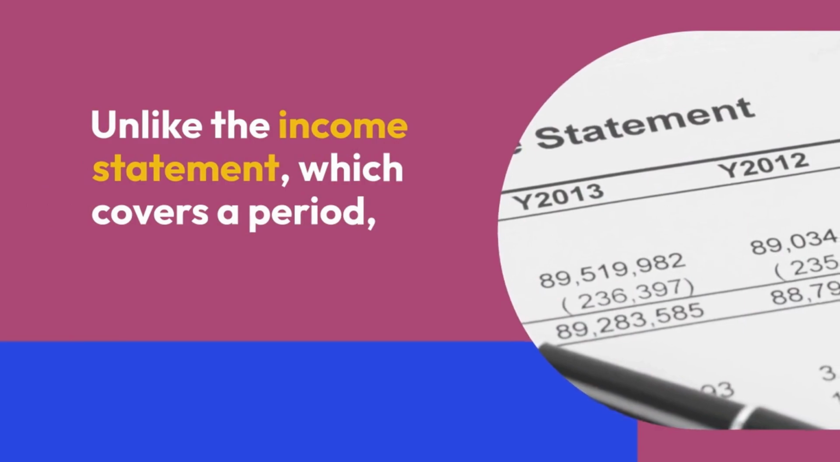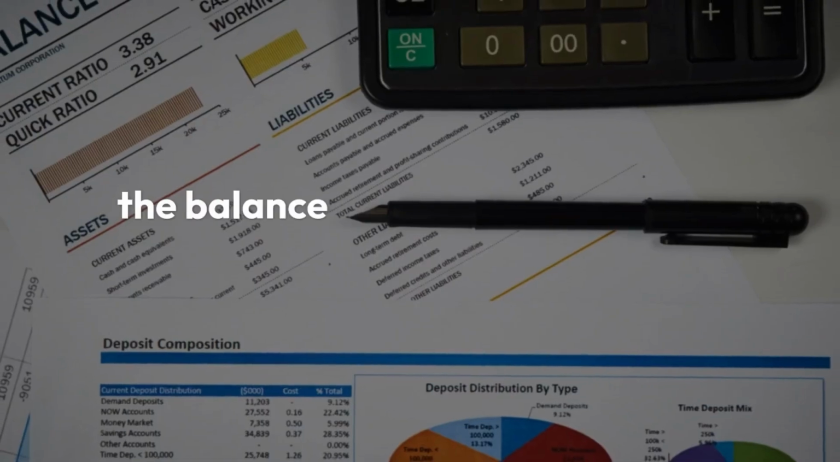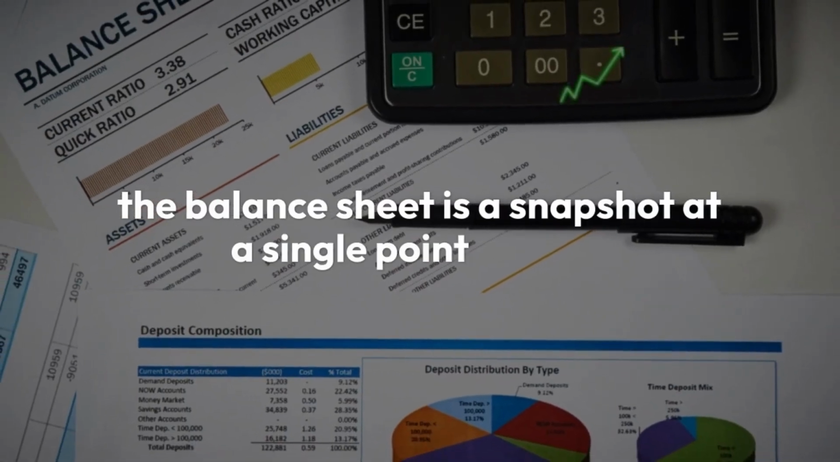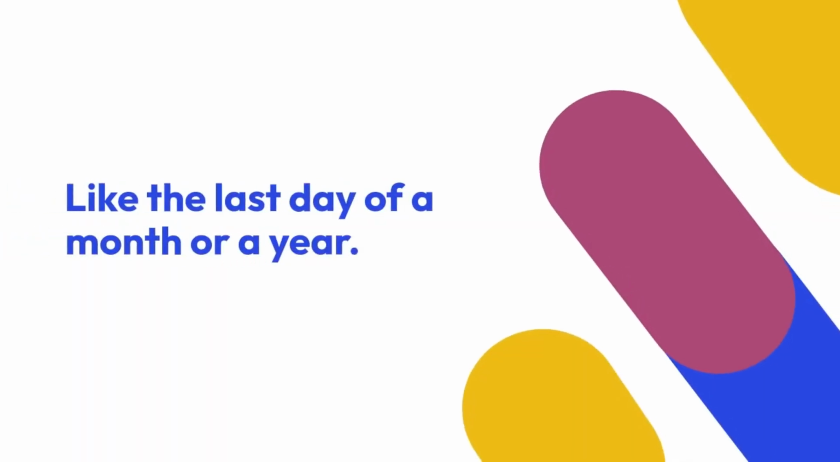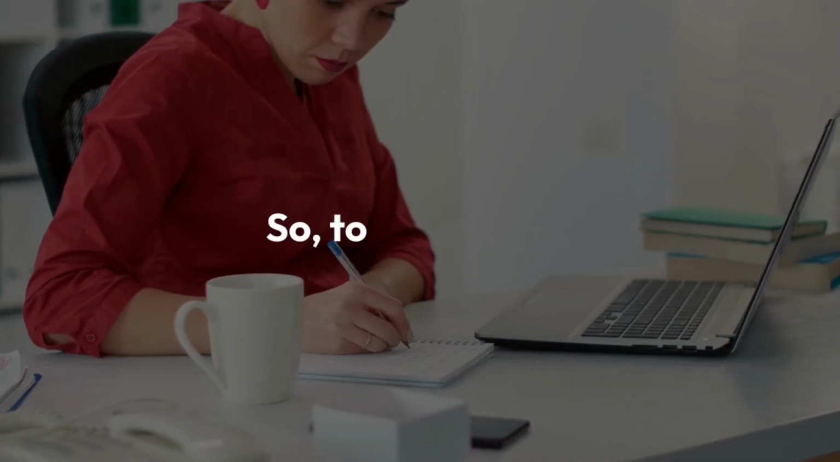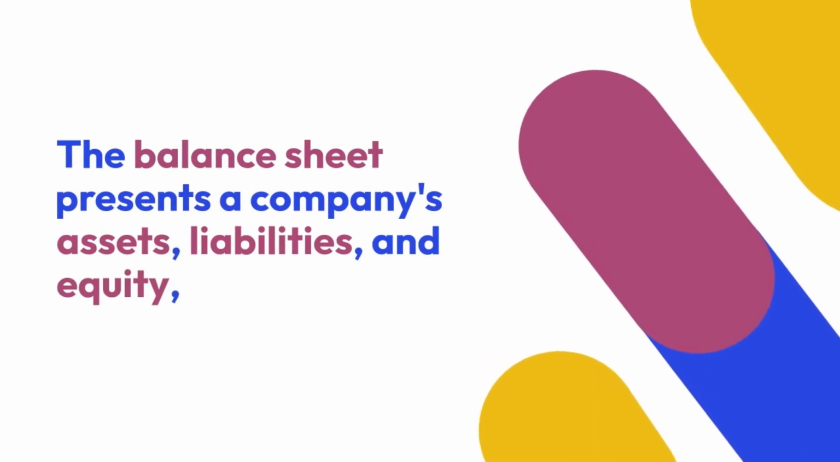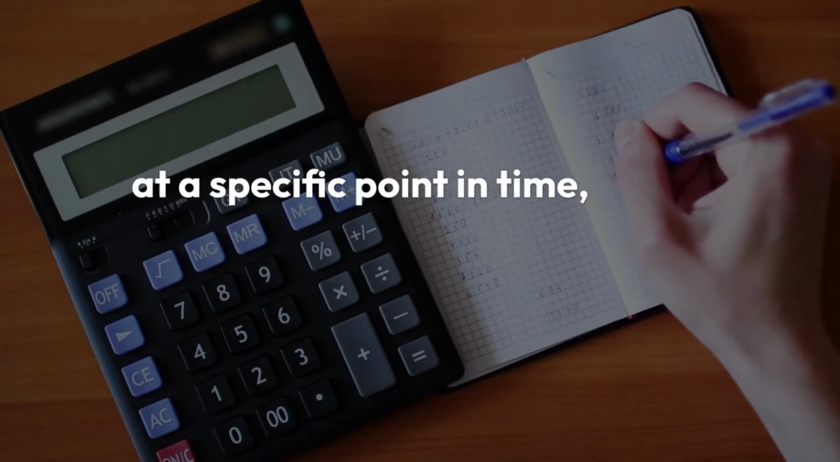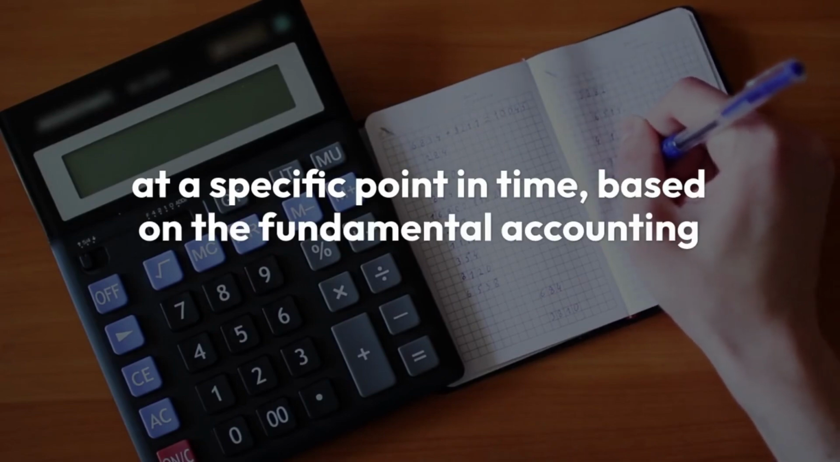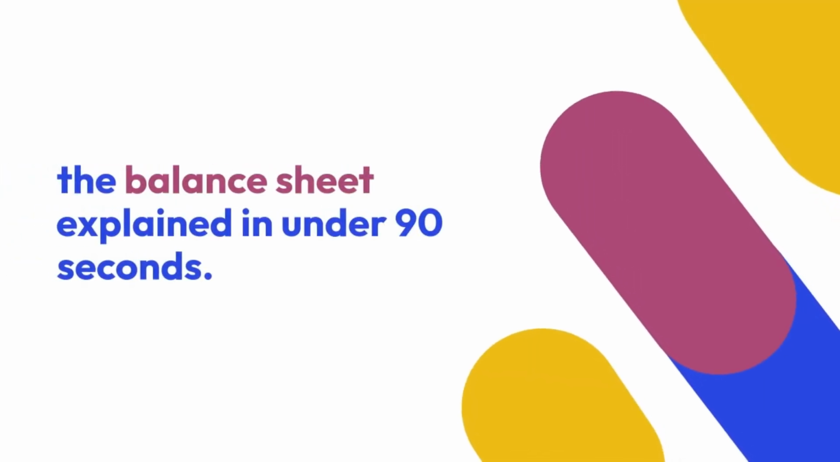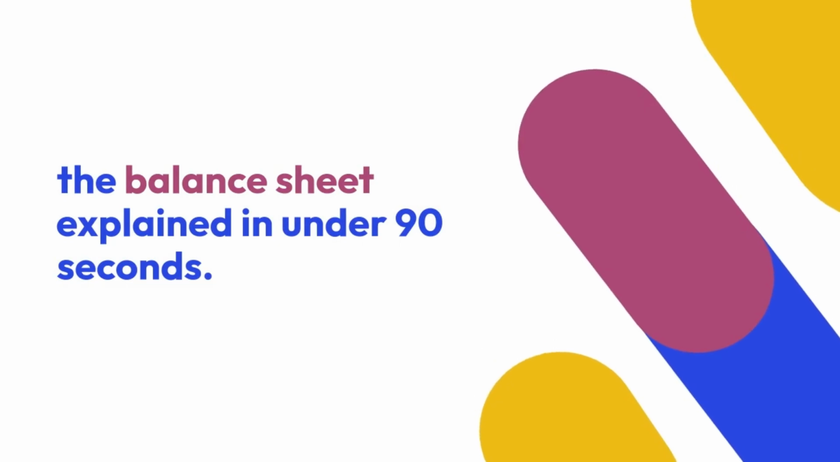Unlike the income statement, which covers a period, the balance sheet is a snapshot at a single point in time, like the last day of a month or a year. So, to summarize, the balance sheet presents a company's assets, liabilities, and equity at a specific point in time based on the fundamental accounting equation. There you have it, the balance sheet explained in under 90 seconds.